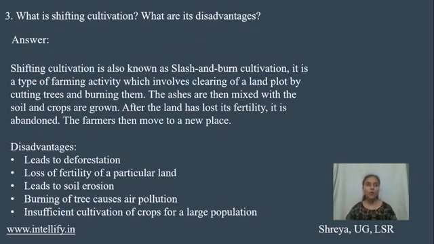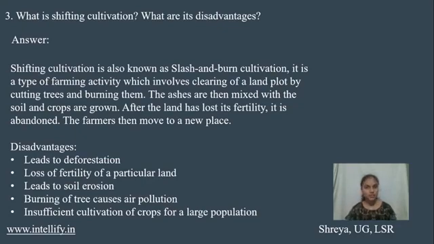Third, we have what is shifting cultivation? What are its disadvantages? By the name itself, this is the cultivation which keeps on shifting. It is also known as slash and burn cultivation because the land is burnt and then the cultivation is done. It is a type of farming activity which involves clearing of a land plot by cutting trees and burning them. After the burning, the ash which is left is mixed with the soil and then the cultivation is done, then the crops are grown.